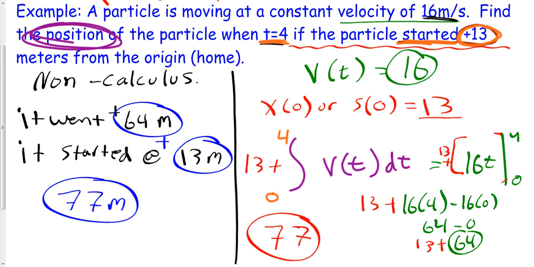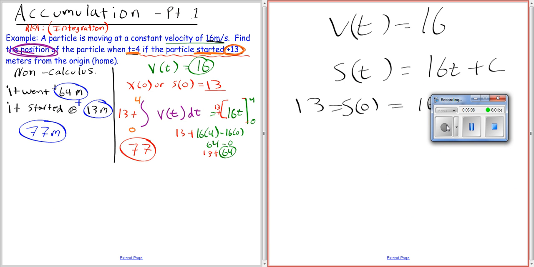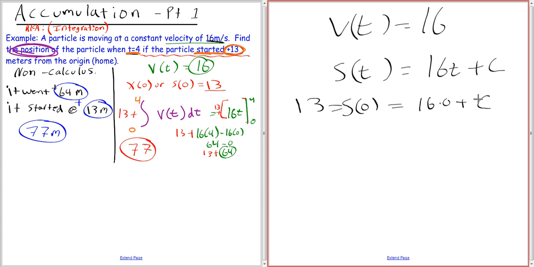So that still gives us the same answer as we found the other way. Of course, you're finding that my calculus way is a lot more complicated, and that's how it's going to be. All right? So hopefully we can make some connections here.